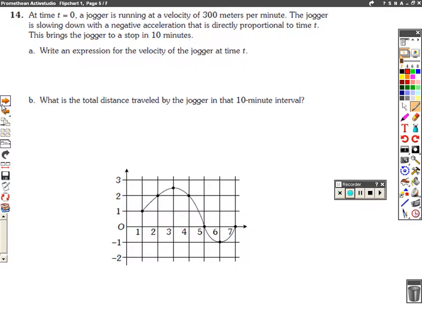Okay, directly proportional. All right, so we have negative acceleration that is directly proportional to time t. So basically, acceleration is k times t, directly proportional. And we know it's negative because they're slowing down. This brings the jogger to a stop in 10 minutes. We also know its velocity is 300 meters per minute. So v of t is 300 at time t equals 0.